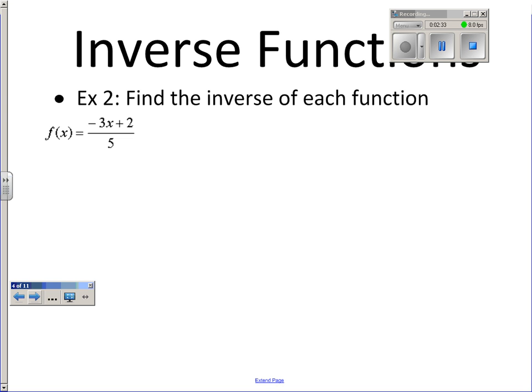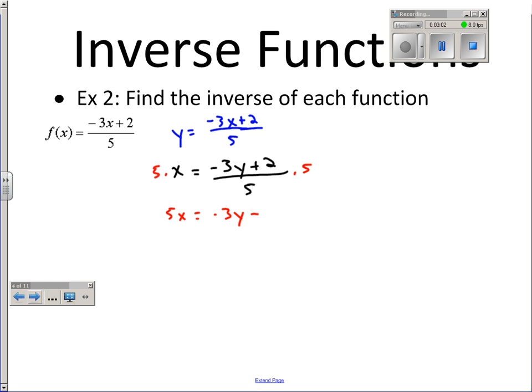First thing we need to do is change f of x to y. Now we're going to switch x and y. Now we're going to solve for y. I have a fraction, so I want to multiply by the denominator. It gives me 5x equals negative 3y plus 2.